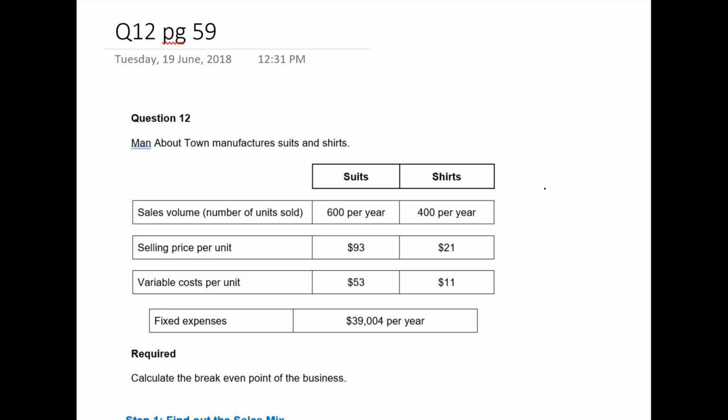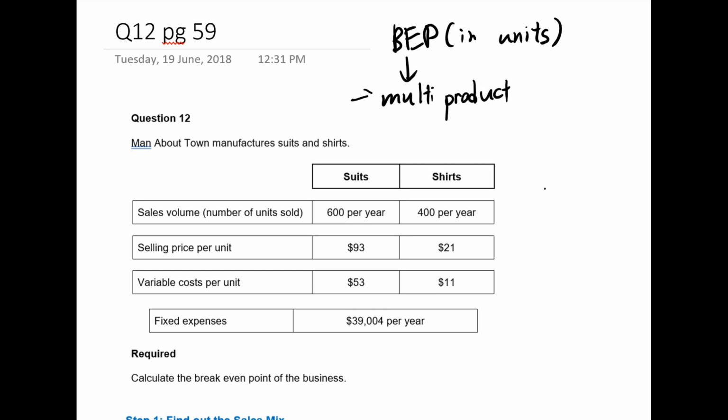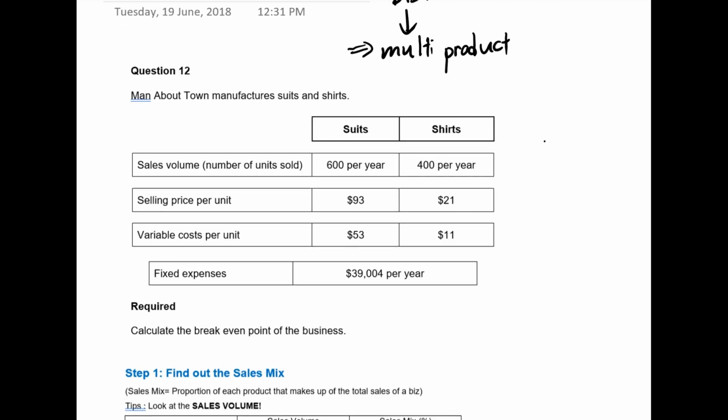In this video, I'm going to teach you how to find the break-even point in units for a multi-product company. If your company is selling more than one product, there is a different way of calculating the break-even point. If you look at question number 12, we have this company that manufactures suits and shirts.